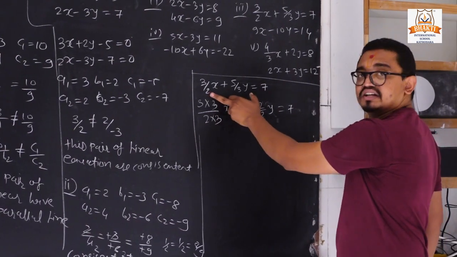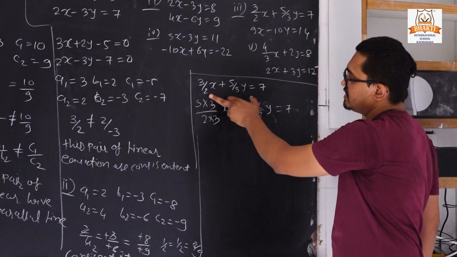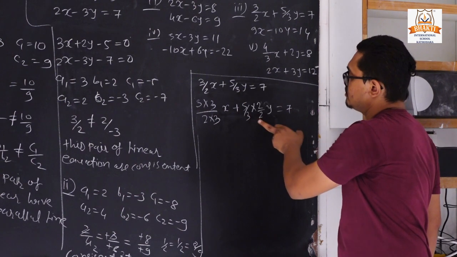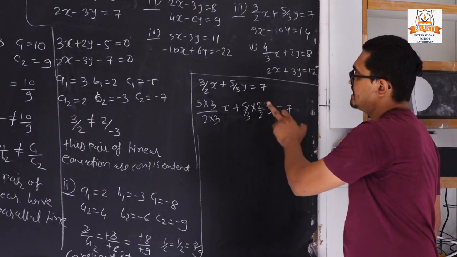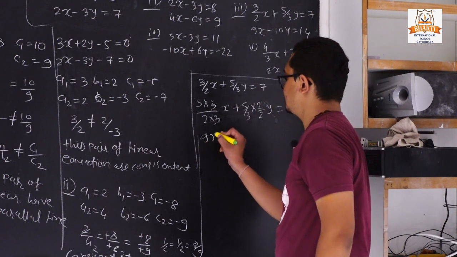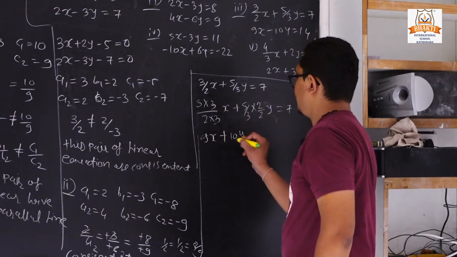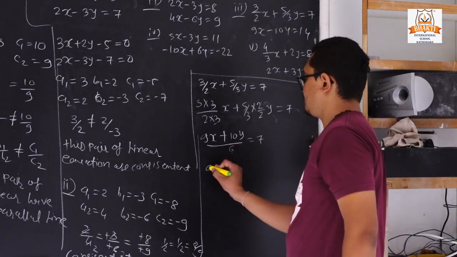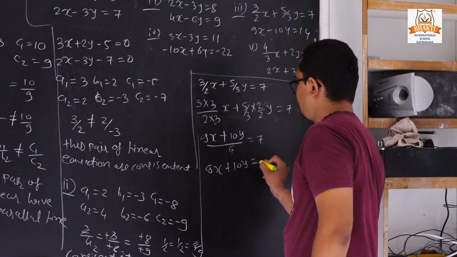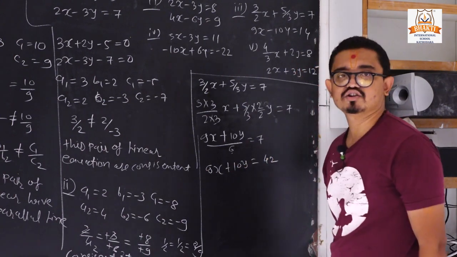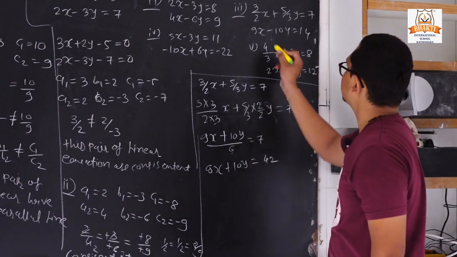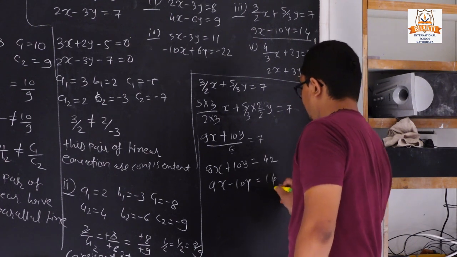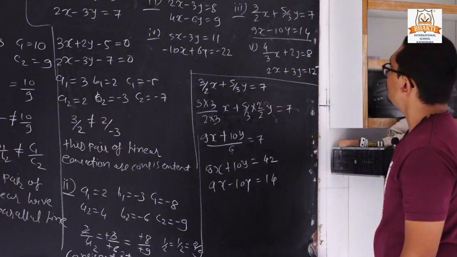If in the denominator we require 6, here we multiply with 3, and here 3 is multiplied with 2, so we get 6. So it means 6 is our LCM. So 3 3s are 9x plus 10y upon 6 is equal to 7. Now this 6 goes to the second side. So what is our equation? 9x plus 10y is equal to 6 7s are 42. Similarly, for the second equation, 9x minus 10y is equal to 14. Clear? Is equal to 14.